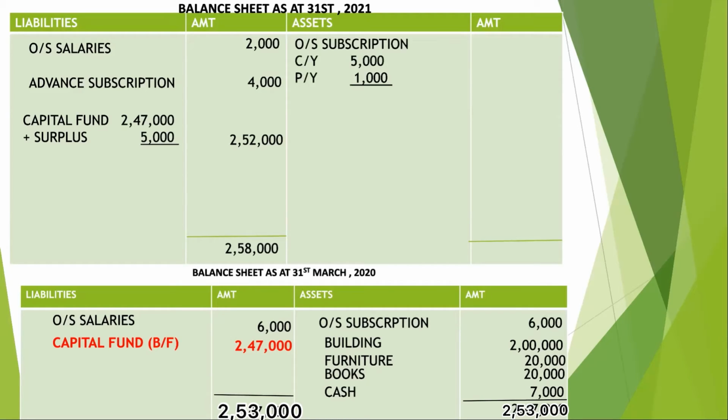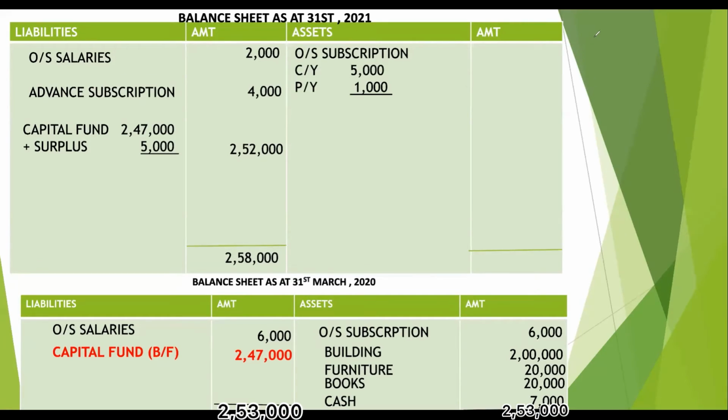Now moving to the asset side, we have outstanding subscription as I calculated in my previous slide. Current year subscription to be received was 25,000. Out of which we received 20,000 in the current year. So current year outstanding is 5,000. And for the previous year, the amount outstanding for subscription was 6,000. Out of the 6,000, we received 5,000. So 1,000 is still in arrear. So the total amount of arrear for outstanding subscription is 6,000 rupees.